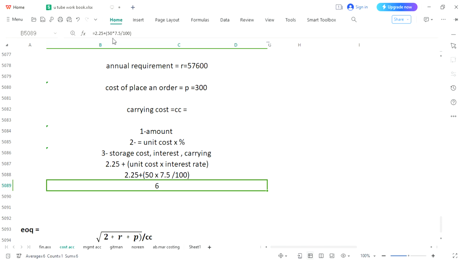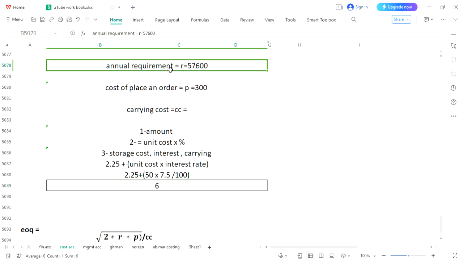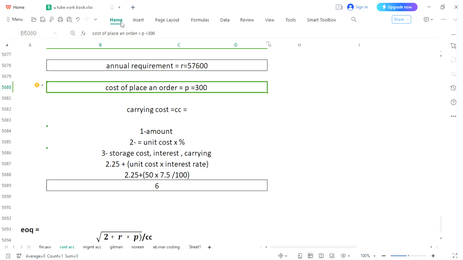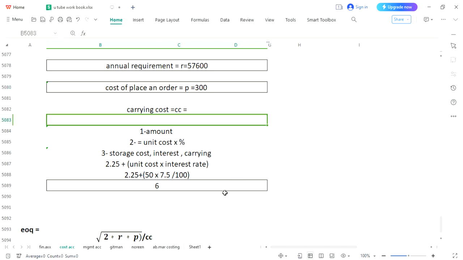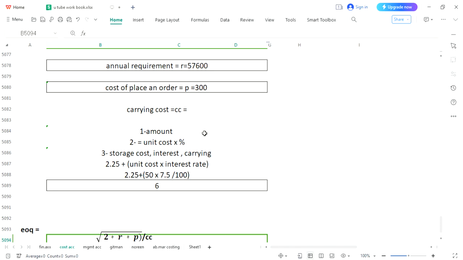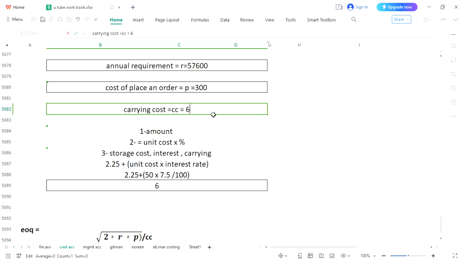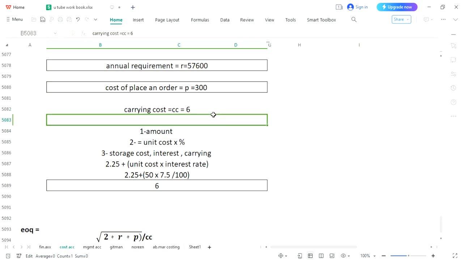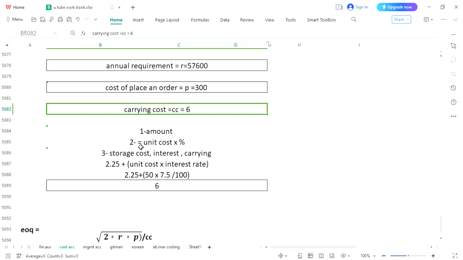Let's mark it. So we have annual requirement 57,600. This would be used in the formula of economic order quantity. Then the cost of placing an order, P, this would also be an input of the formula, and the third input is 6. This is our formula, and three inputs: 2RP divided by CC. This CC was calculated as 6. You can put 6 over here and we can mark it as it was required. So in this way our inputs have been completed and we do not need this.